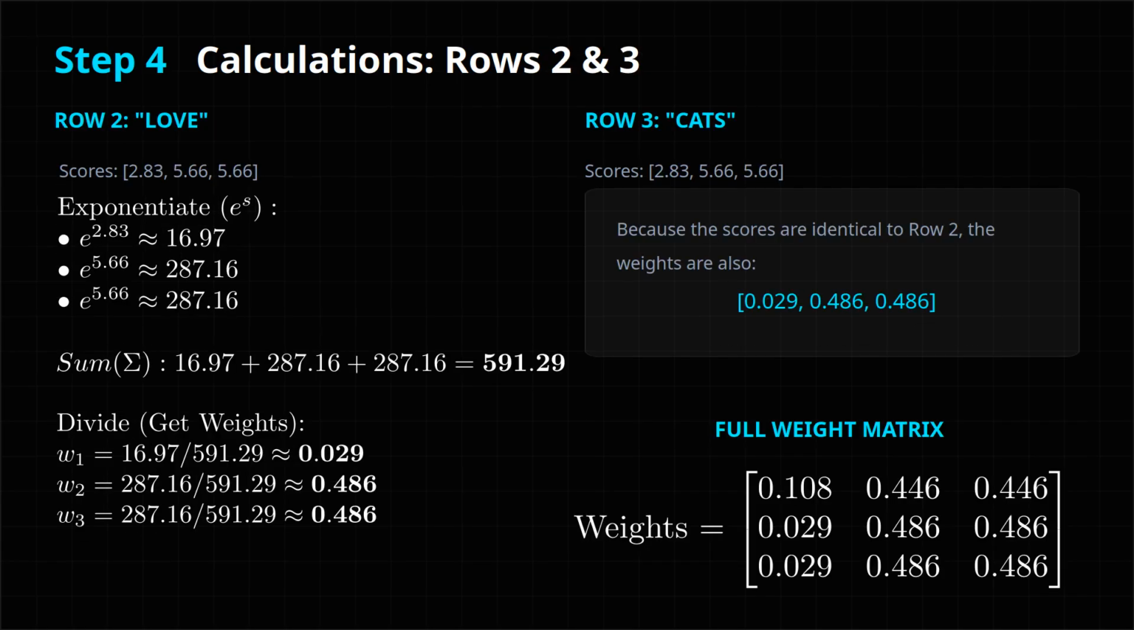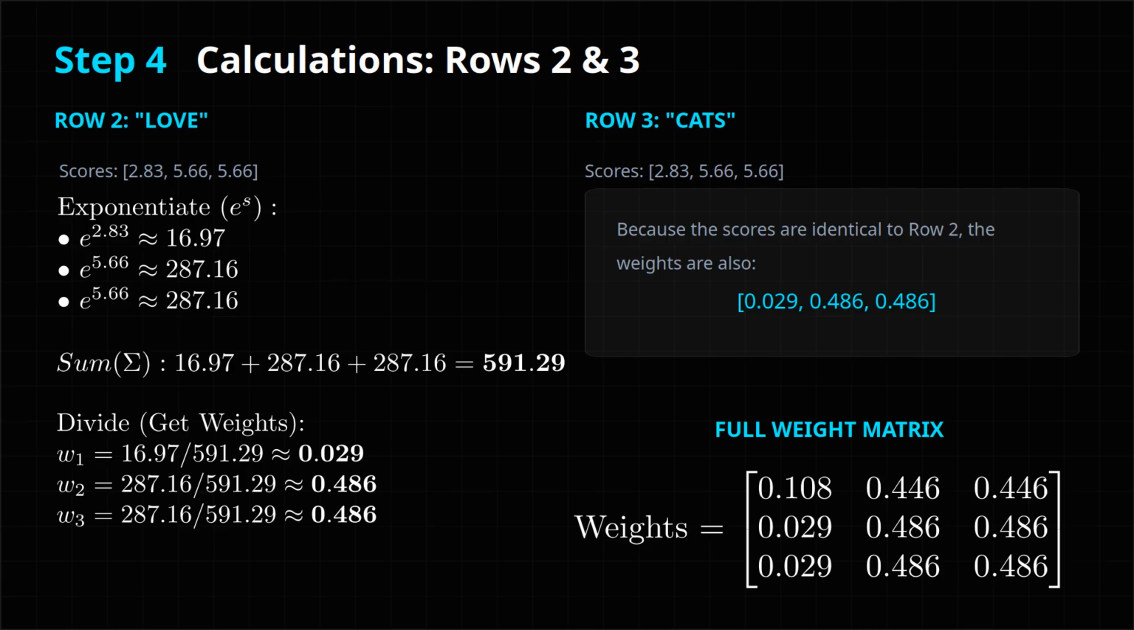We repeat the same process for the second row, which belongs to the word "love." Its scaled scores are roughly 2.83, 5.66, and 5.66. After the exponential step, the first value becomes about 16.97, while the other two jump to around 287 each. When we sum them, we get a total a bit above 591.